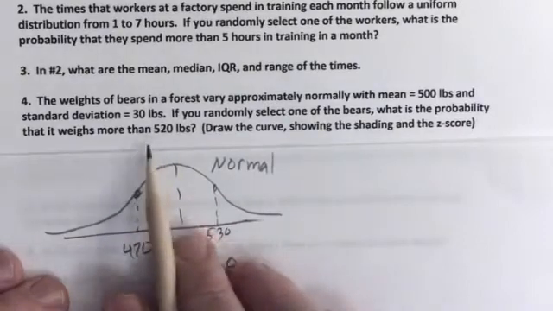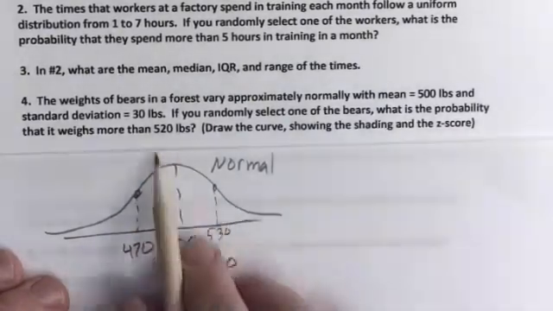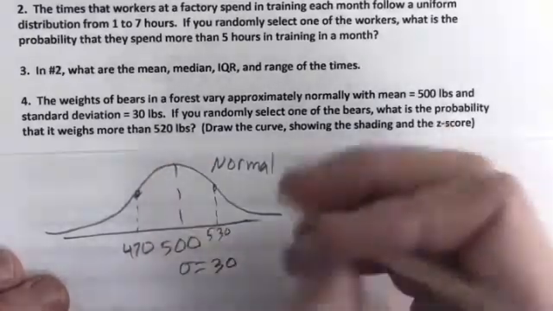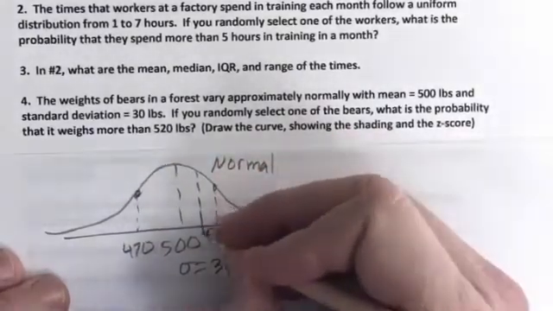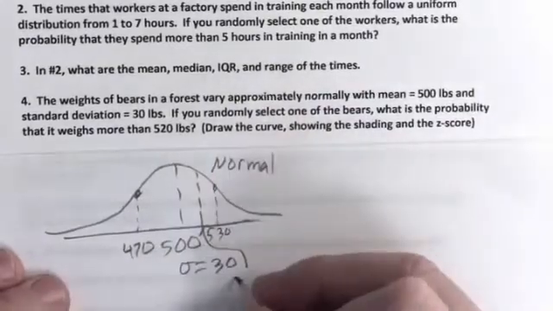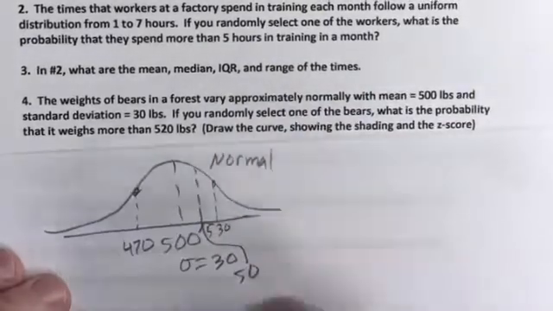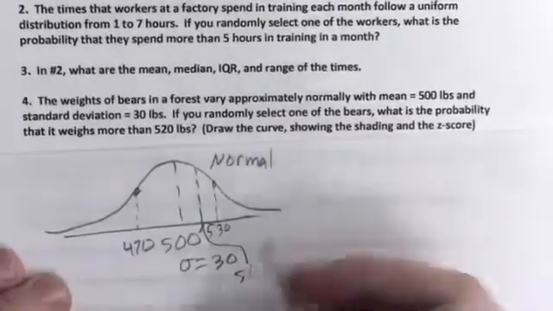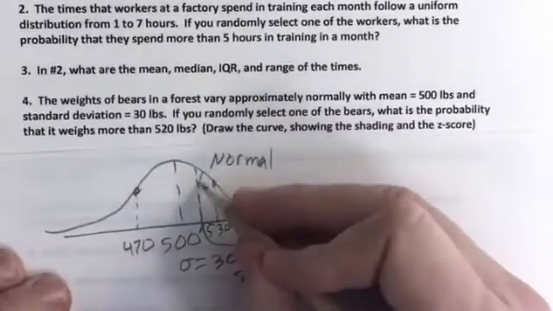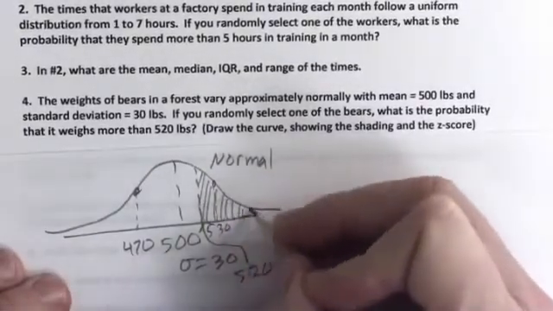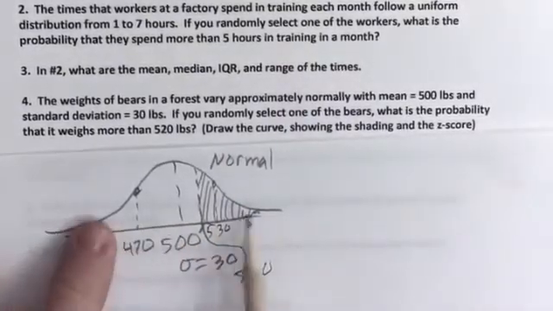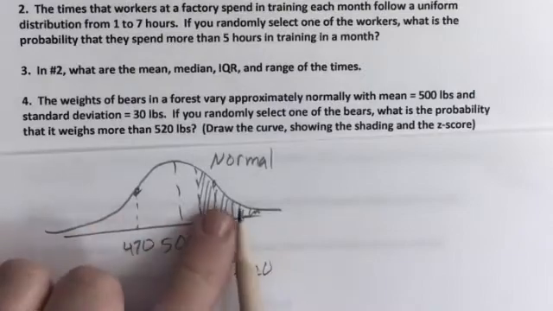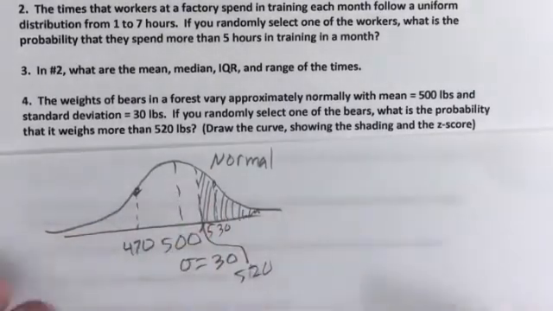And so if I randomly select a point in this curve, what's the probability it's going to be more than 520? Well, 520 is about right there, I would say. And so the shading is right there. The whole area under this curve is 1, so if I can just find the area of the shading, I've got the probability.